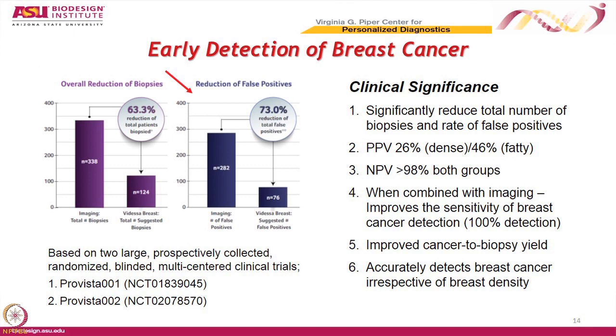You can see that in this clinical trial and this clinical trial, they've reduced false positives dramatically, while at the same time detecting all of the cancers. So the combination of the marker plus mammography found every single cancer, and at the same time reduced a lot of biopsies in women who didn't need it.